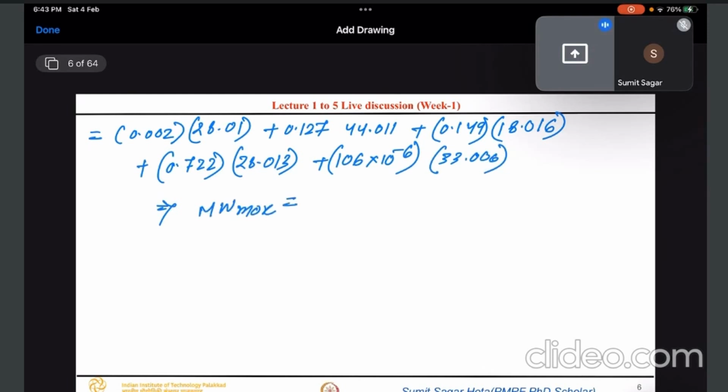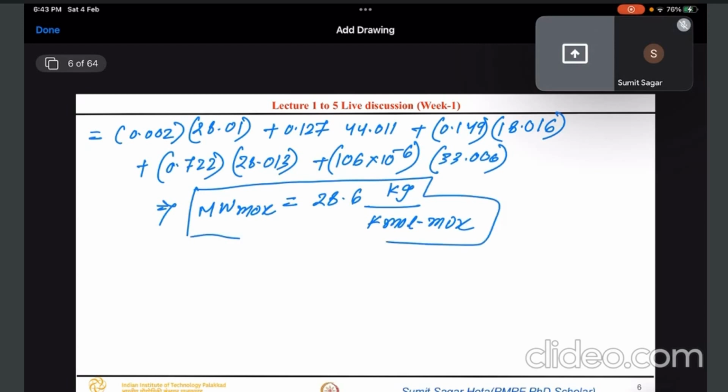I think now the molecular weight of the mixture comes out to be 28.6 kg per kilomole of mixture. Okay. Now we go to the C bit.